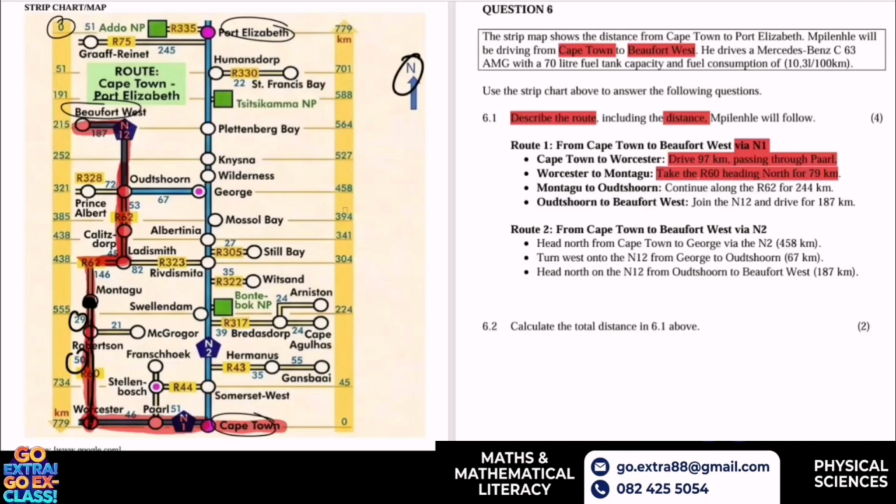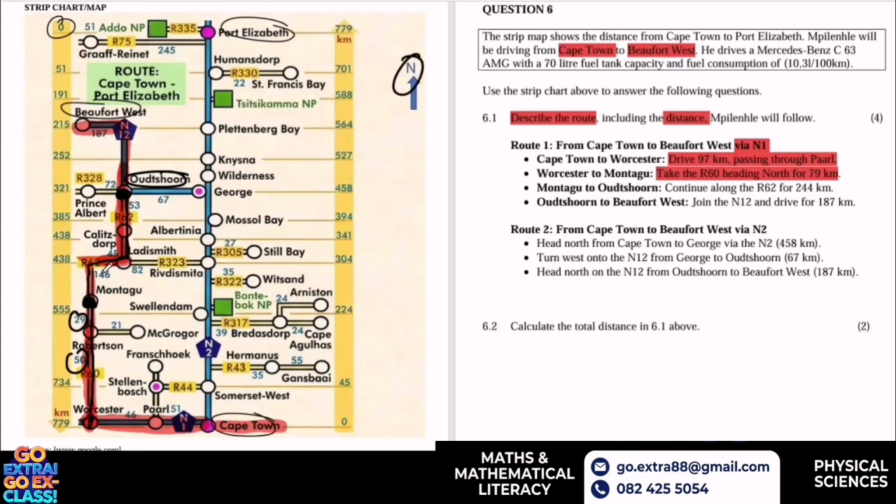Good. So now from Montagu, he will be passing through Ladismith. Then you have R62 going up. It's the same route, R62 going up to this point here. When we get to this point, we have this city here. The distance between the two towns is 244.